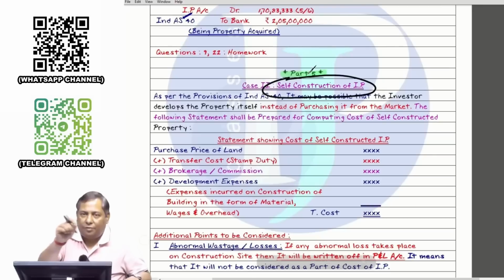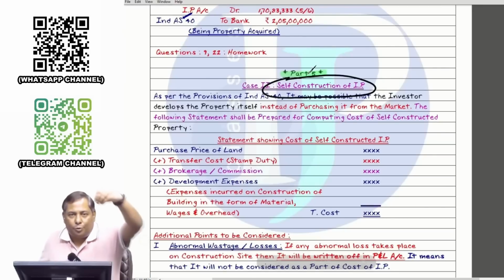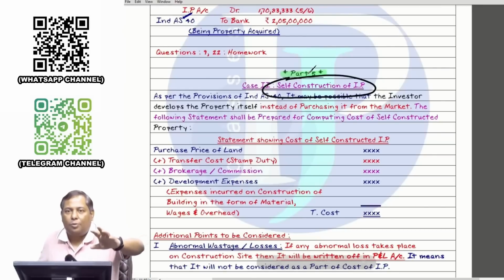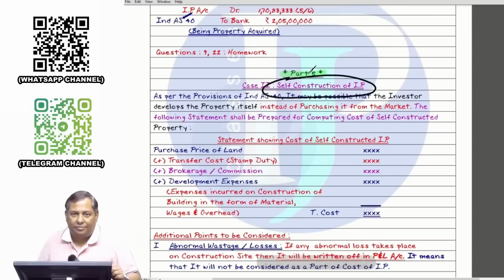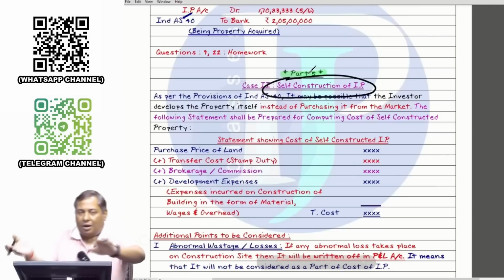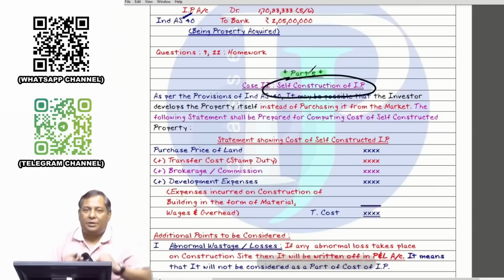So, acquisition of land. For building a structure on top of it, you will have to bear development expense. You bought the land first. After that there is stamp paper duty and brokerage given to the broker; this was the land's cost. Now, to build the structure, development expenses will occur: material, labor, overhead. Keep track of everything and note the cost of construction.